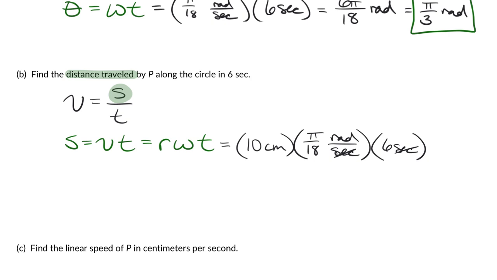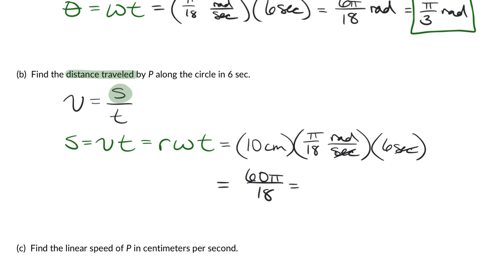So if we go ahead and do this math here, we'll multiply all of the numerators together, which is 6 times pi times 10. So that's 60 pi over 18. Gross. Can we make that look better? I think so. What is that reduced to?